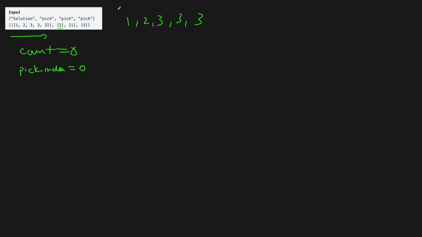So let's go through it index by index. First we're going to be here: is 1 equal to 3? It's not. So now we go to the 2. Is 2 equal to 3? It's not. Okay, so now we go to the 3. Is 3 equal to 3? Yeah, so that's what we're looking for. So we're going to increment our count by 1, so it's now going to become 1. And here is where the magic happens.